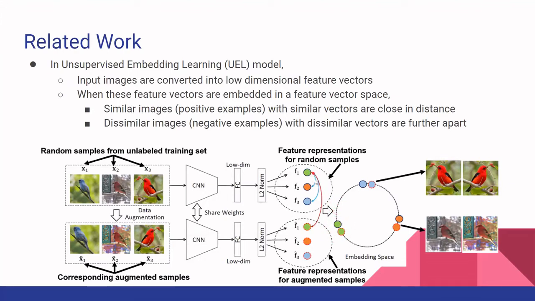So the algorithm would attempt to group these images closer together. And it would attempt to keep the feature vector of f1 further apart from f2 and f3, and these would form negative pairs. So here in the feature vector space, these images would be grouped closer together because they're similar, but they would be grouped further apart from these images, which are different.